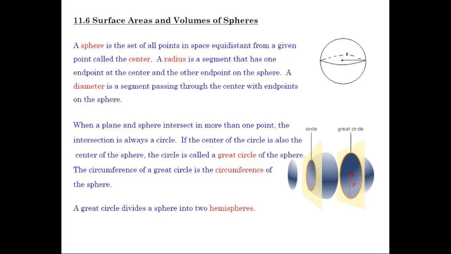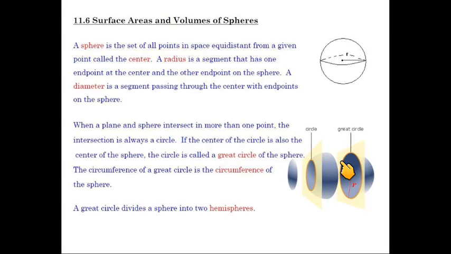Alright, so we're going to talk about surface area and volumes of spheres. A sphere is a three-dimensional shape. We have a center and a radius as before, but as opposed to just being able to go around in 2 dimensions, it can go in 3 dimensions, so we get this three-dimensional shape. And so we have different pieces here.